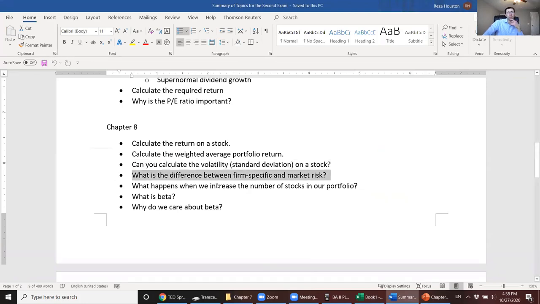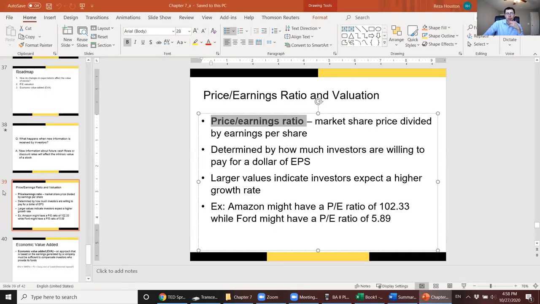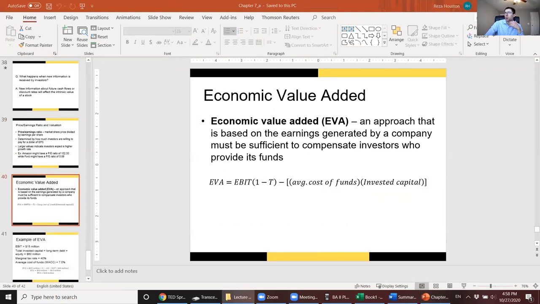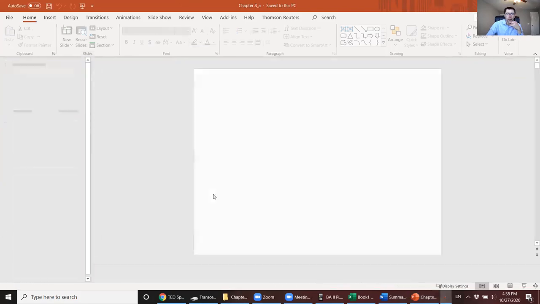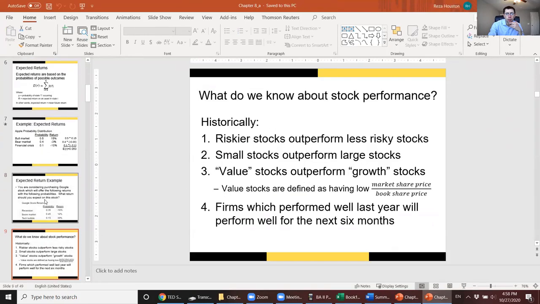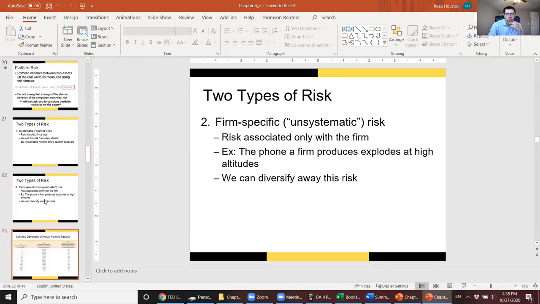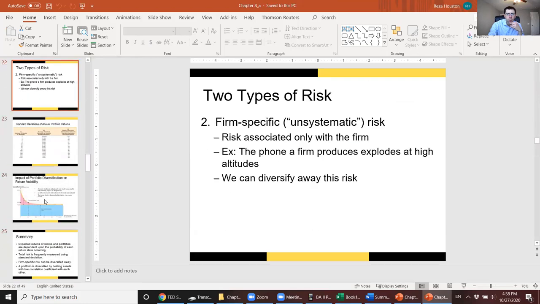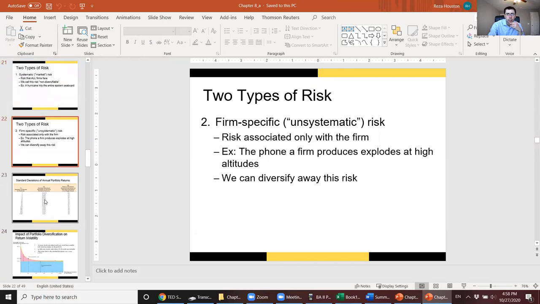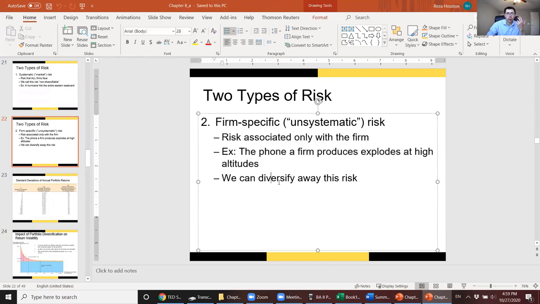Okay, next, what is the difference between firm-specific and market risk? So the big difference between firm-specific and market risk is in the factor that creates that risk. So firm-specific risk, this would be our risk of something bad happening to the firm itself. So the phone a firm is producing explodes at high altitudes. That would be an example of a firm-specific or unsystematic risk that affects only that firm, or maybe its immediate suppliers or buyers. Obviously, it's going to affect you if you bought the phone.